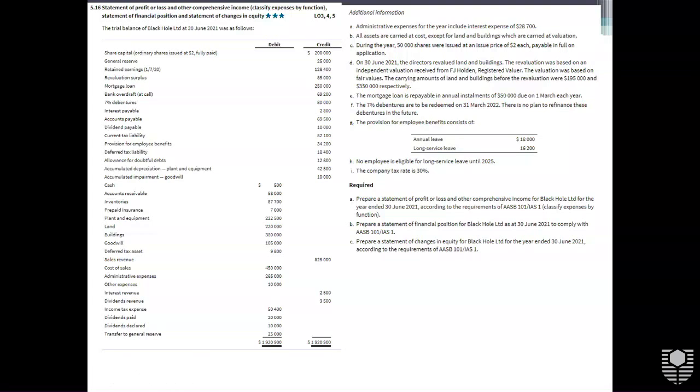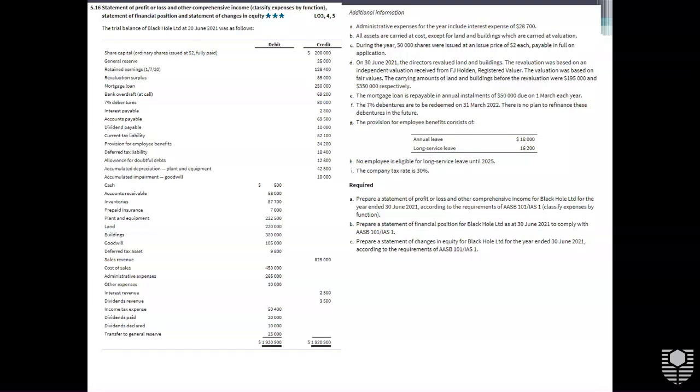Anything with the word payable in it, we've got interest, accounts and dividend payable, they are all current liabilities. We've got a current tax liability, that's a current liability. Provision for employee benefits. Most employee benefits are non-current, but there could be a current and a non-current portion to that. Deferred tax liability could be a current or a non-current portion.